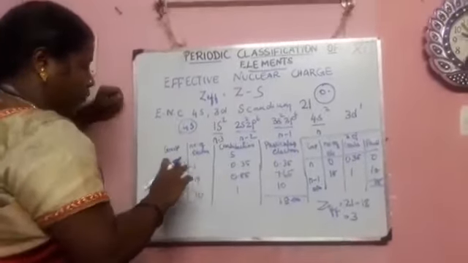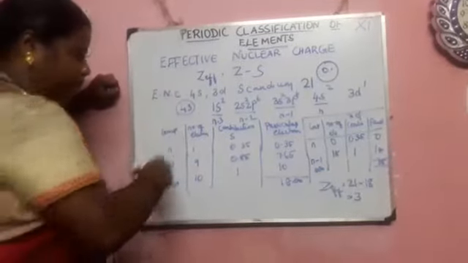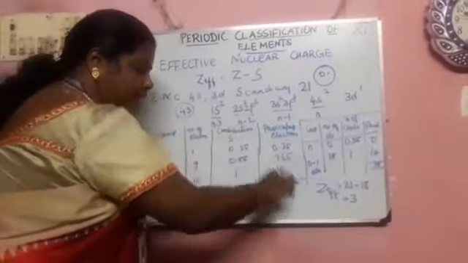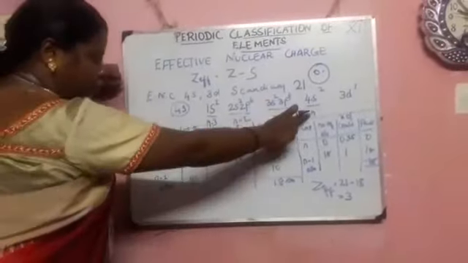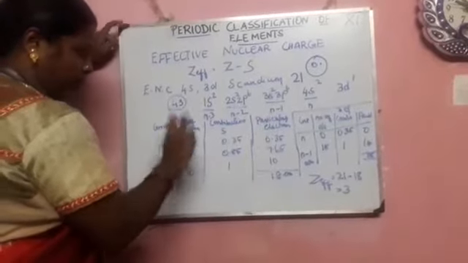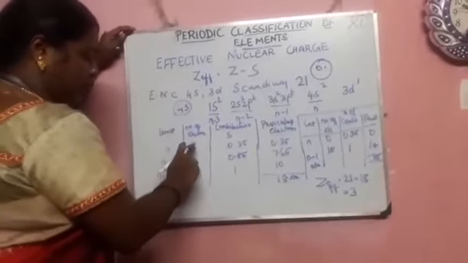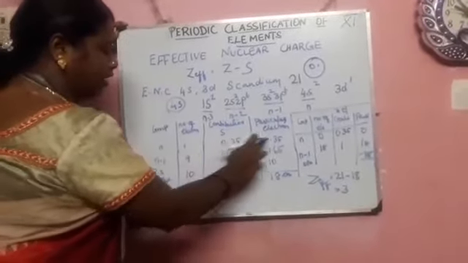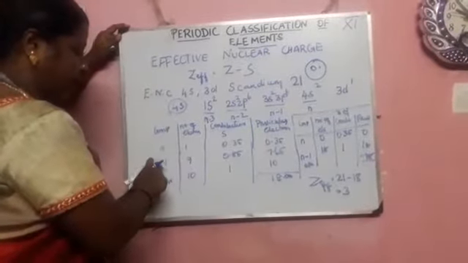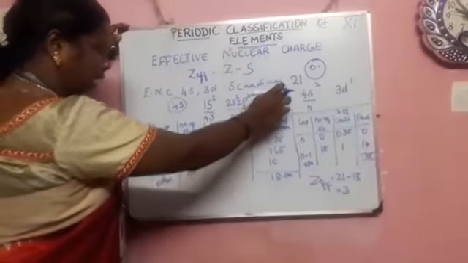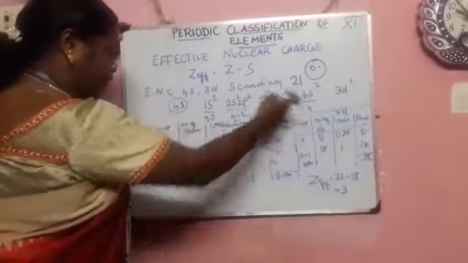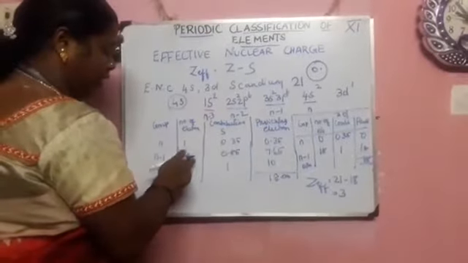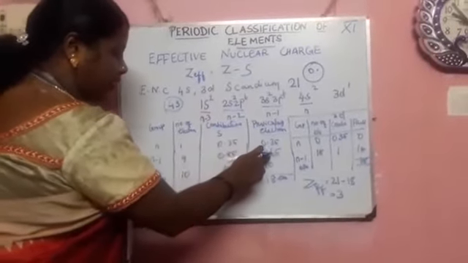Let's see how it should be done. You have to make it a tabular column: group, number of electrons, contribution of the s shell. For n, there will be only 1, which is multiplied by the constant value 0.35, so 1 into 0.35. For n minus 1, it is 8 plus 1, so it should be 9. So 9 into 0.85 is 7.65.